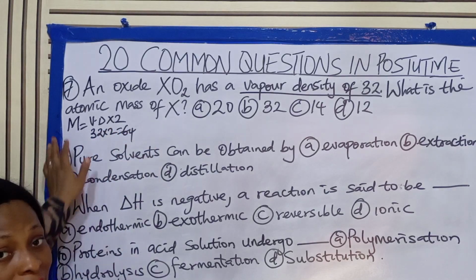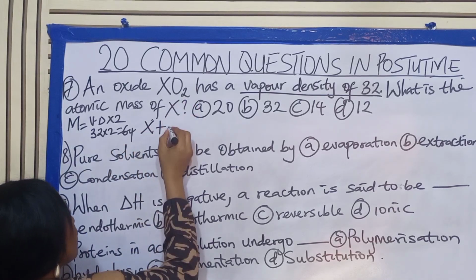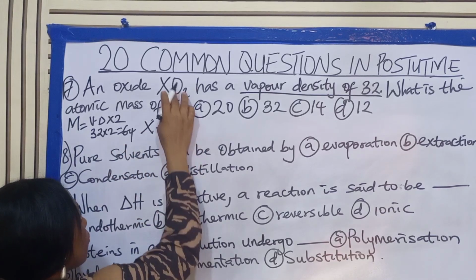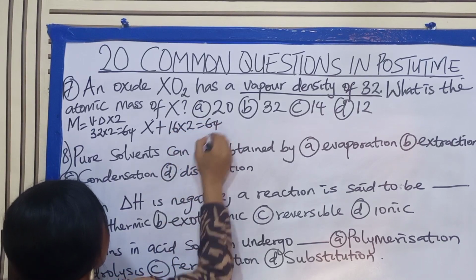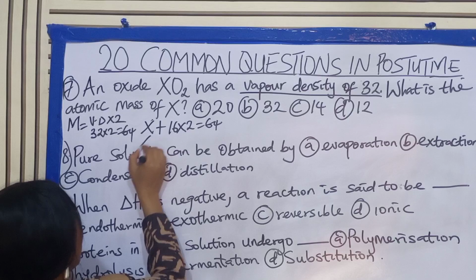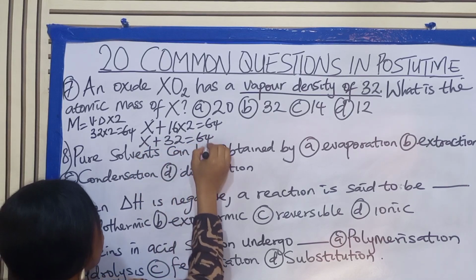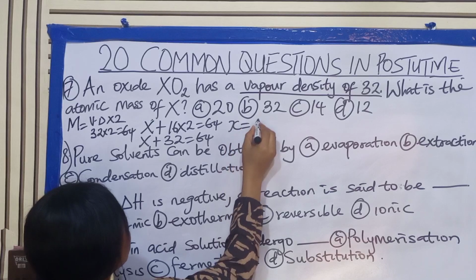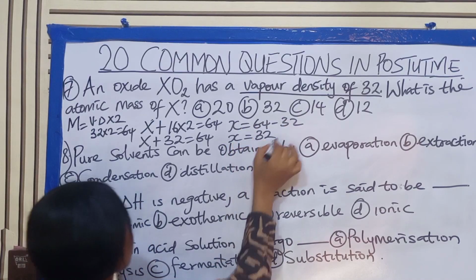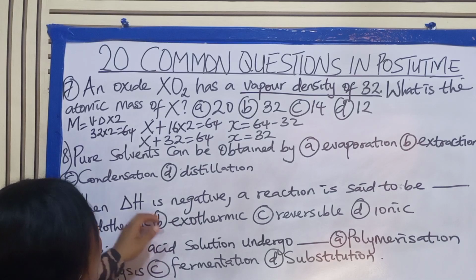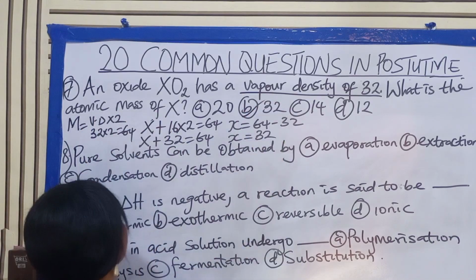So the molecular mass is 64. So X plus oxygen is 16. The atomic mass of oxygen is 16, times 2 is equal to 64. So X plus 16 times 2, which is 32, is equal to 64. So subtract, X will be what? 64 minus 32, X will be 32. So the atomic mass of X is 32.